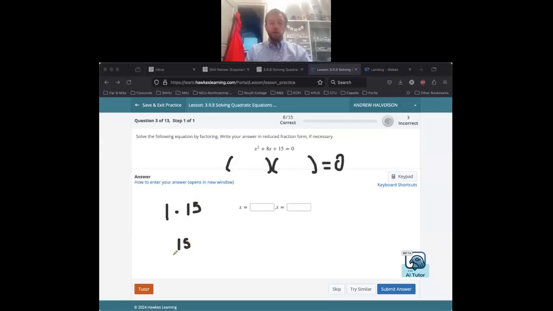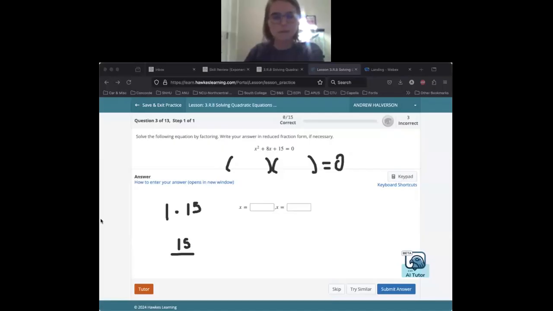15. So you're looking for the factors of 15. Okay, so it still works out. If you want to think of just that method, a times c, it works for every trinomial. You don't have to really learn two different rules.